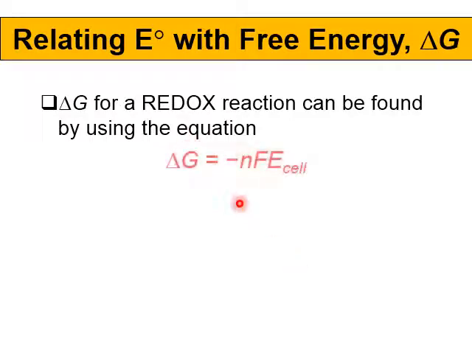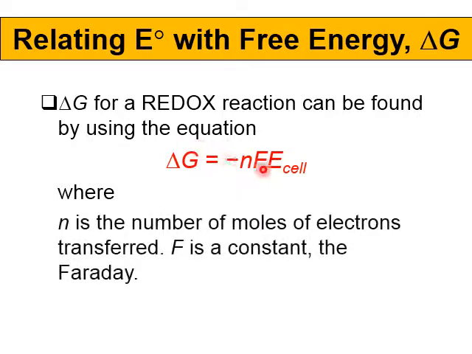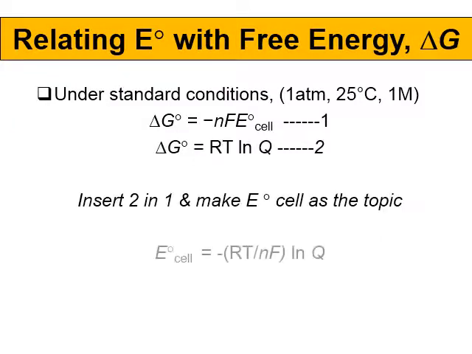Relating E potential cell with the free Gibbs energy. Delta G for the redox can be found by using this equation. Delta G is equal to minus nFE, where n is the number of moles of electrons transferred. F is the constant, the Faraday, which is 96,500 coulomb per mole. We got one equation here: E cell is equal to minus RT over nF ln Q. This is one equation from the Gibbs.